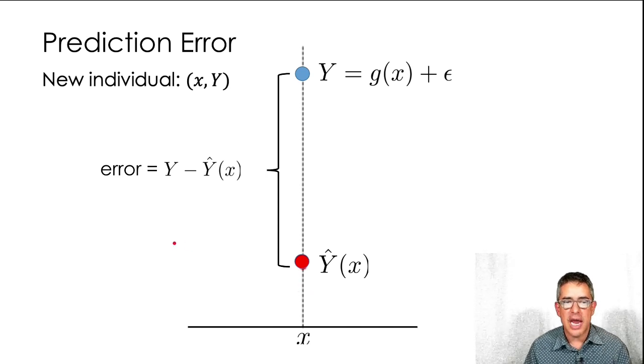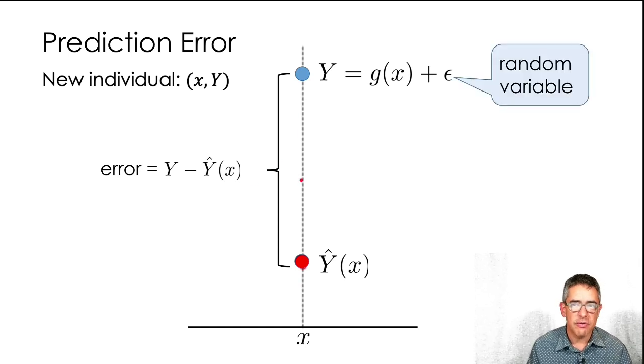And so the error in our predictions is y minus y hat of x, right? So we get a new observation. We get a new individual pair of x and its data point y, and we can make a predicted value, and the error is this difference. What is this made of?